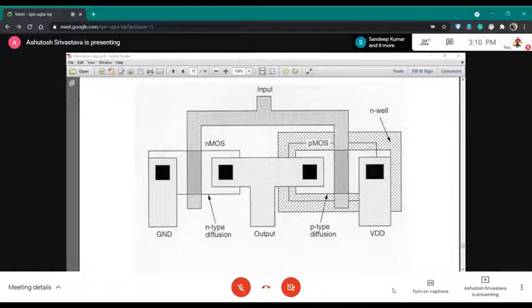Which simulation software will we be using? Synopsys is the simulation software which is available, I think, in your lab. We are also requesting Cadence. So these are, as we mentioned, electronic design automation tools.